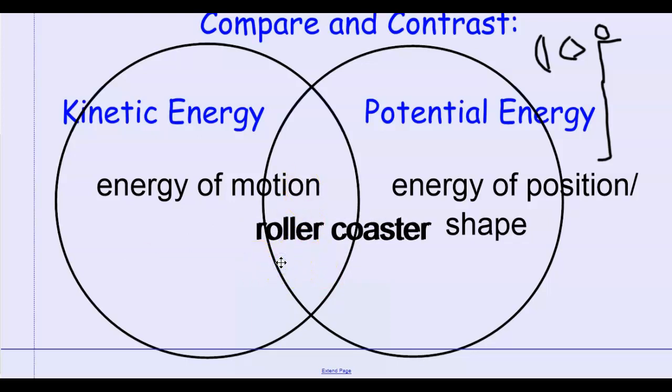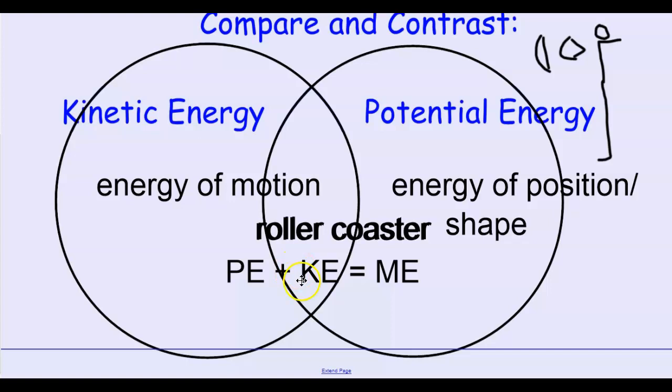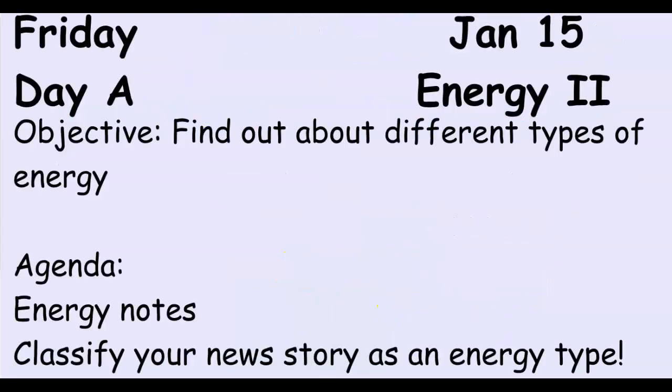Now, when you combine your potential energy with your kinetic energy, you get mechanical energy. Mechanical energy is the sum of potential and kinetic energy in a system. Think of a piece of machinery.